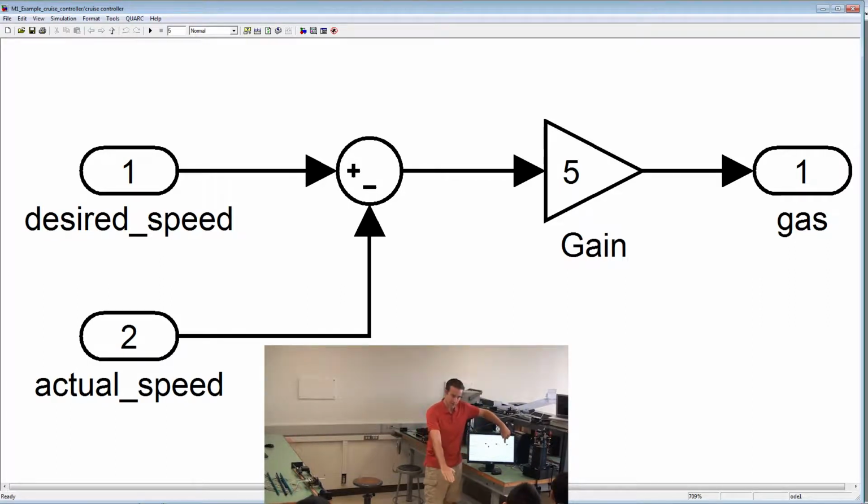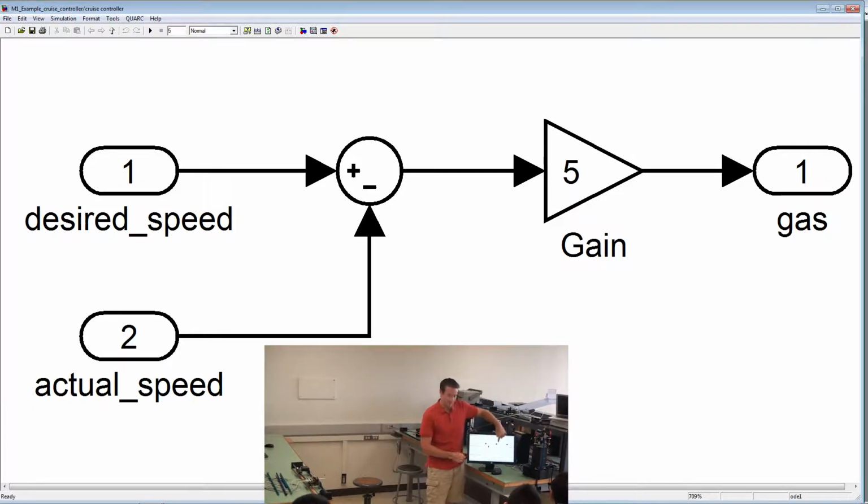That means you would push all the way down. You would floor it if you had a 20-mile-an-hour difference. If there's a bigger error than that, this would actually be more than 100%. So in a real system, you would have some logic in here that would limit it to 100%. Fine, okay. So this is one control algorithm.